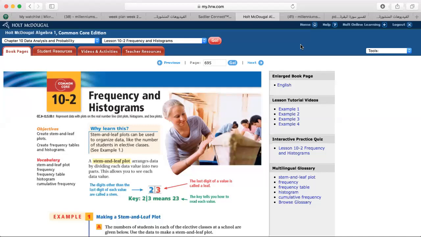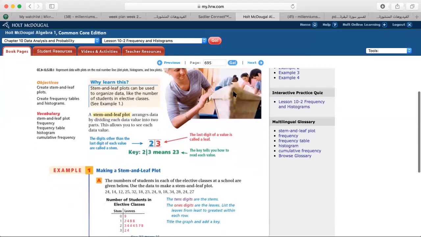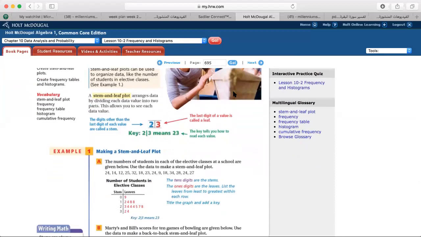Yesterday, we learned how to make a stem and leaf plot. I just want to remind you that we always take the last digit of a value and put it under the leaf part, or the leaves part, and any other digits we put under the stem part.